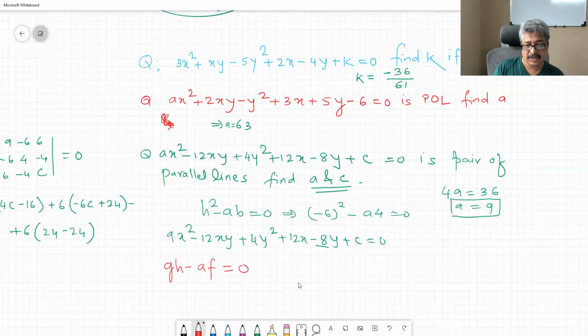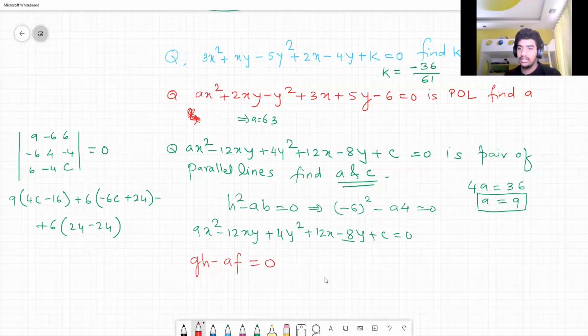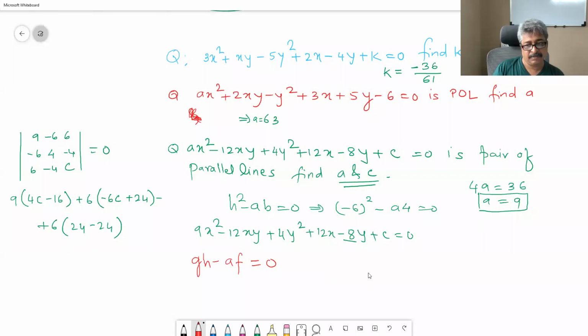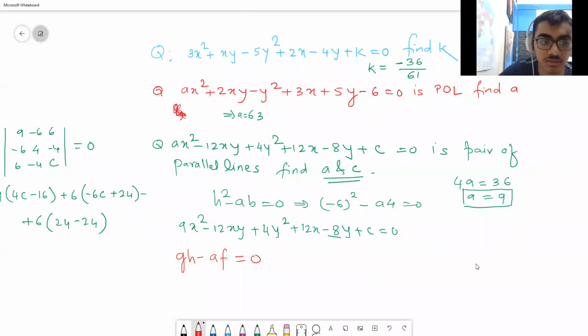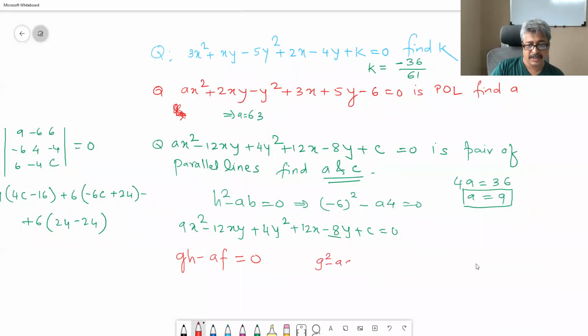What is this condition? So it can be c any is one equal to 0. If c is 0, if c is 4, then they are coincident lines. Is it happening like that? Yes, sir. g square minus ac, right? Okay. So g square minus ac, if it is equal to 0, then coincident.